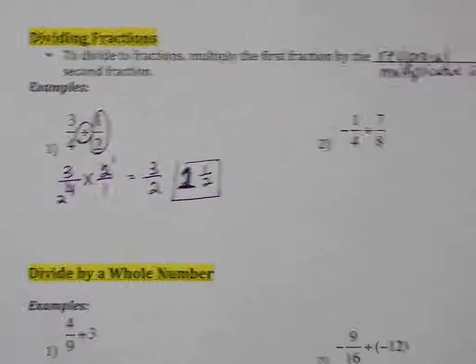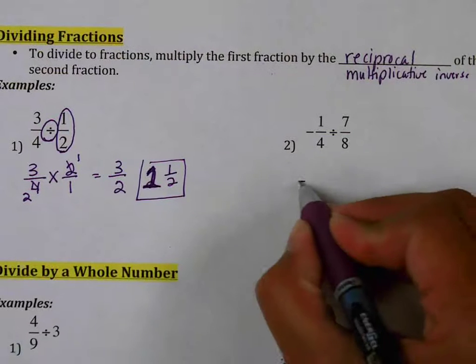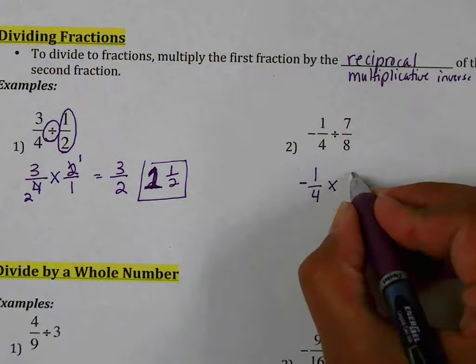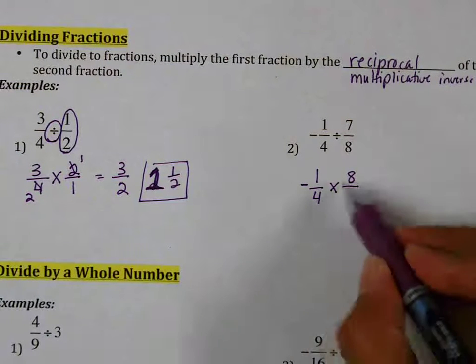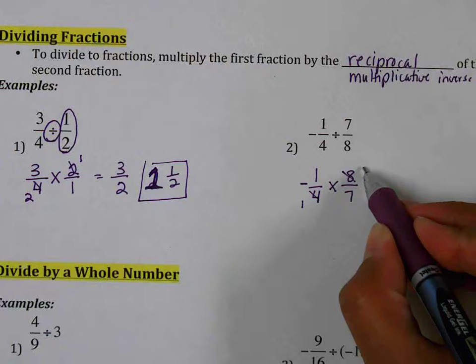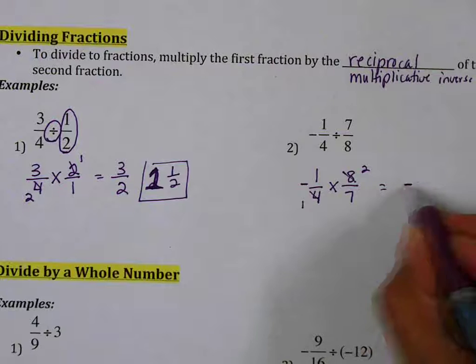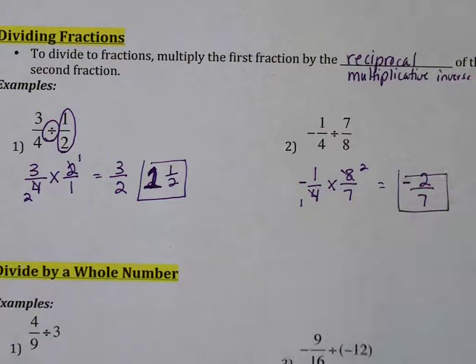Okay, number 2 is negative 1/4 divided by 7/8. So we're going to keep the first number. We're going to change division to multiplication, and we're going to use the reciprocal or the multiplicative inverse of the second number. Now we can reduce. 4 goes into 4 one time, and 4 goes into 8 2 times. And negative 1 times 2 is a negative 2, and 1 times 7 is 7. Negative 2/7.